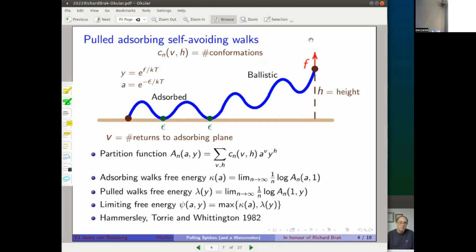The way one proves these results is by using techniques developed in a paper by Hammersley, Torrie and Whittington in 1982.